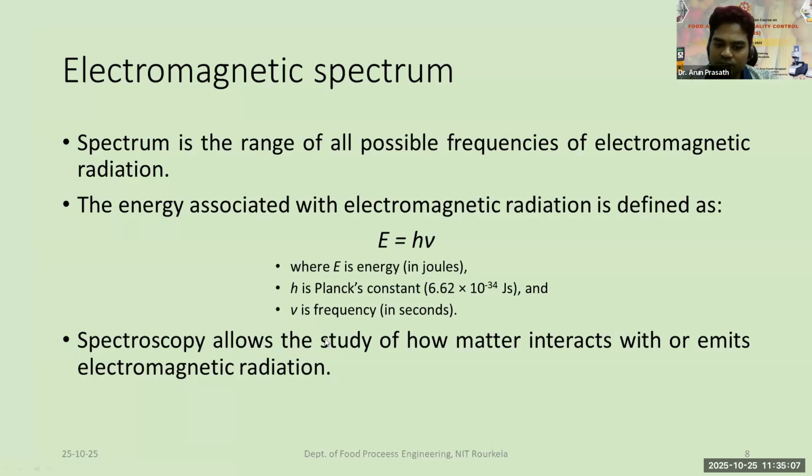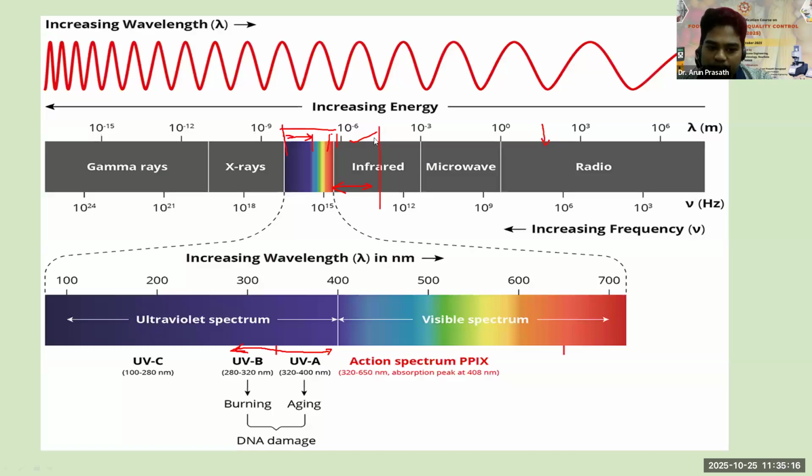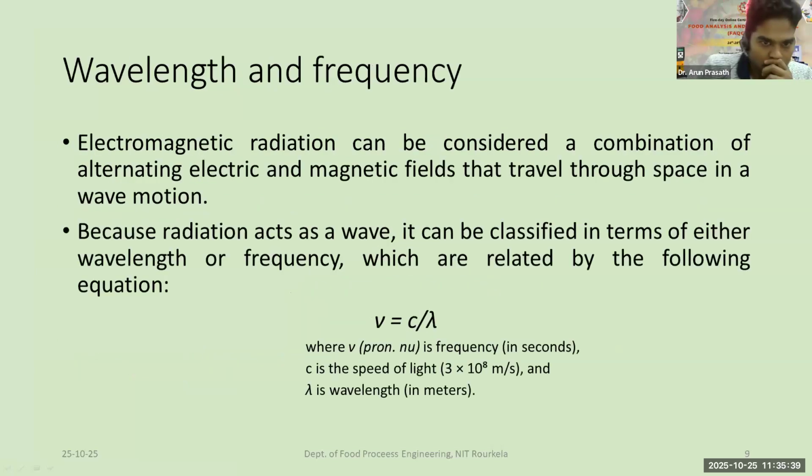Spectroscopy allows the study of how matter interacts with the emitted electromagnetic radiation. As I mentioned in the previous slide, UV spectrometers are there, and near infrared spectroscopy techniques are there. So there are different spectroscopy techniques based on the light source which is used. We can use visible light, UV light, or infrared light. As I said, regarding the relationship between wavelength and frequency, when the wavelength increases, the frequency decreases.